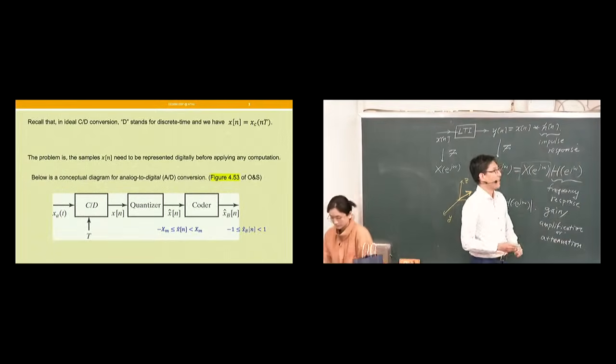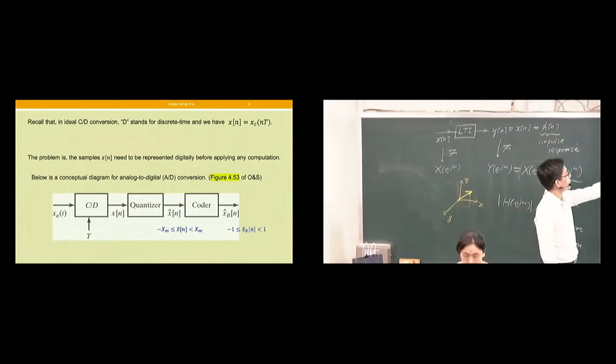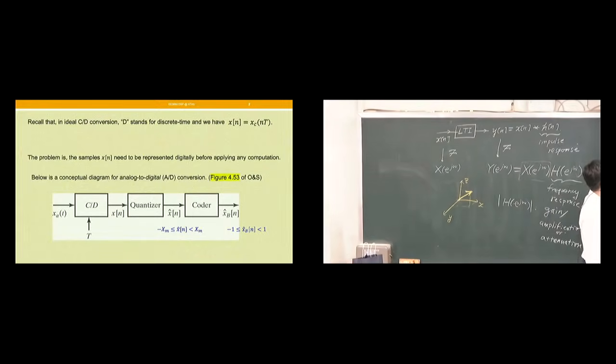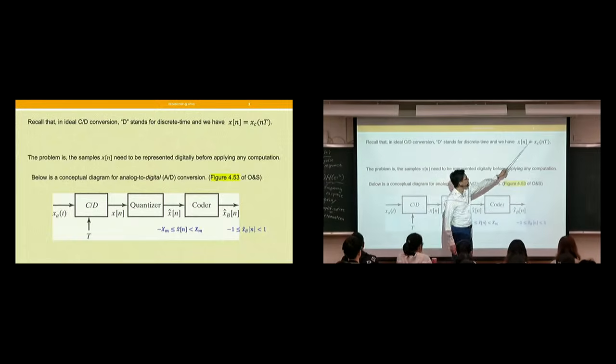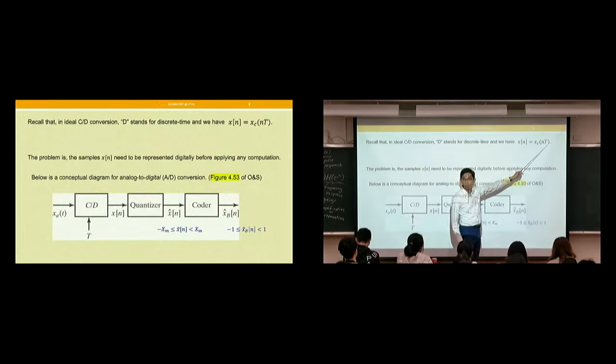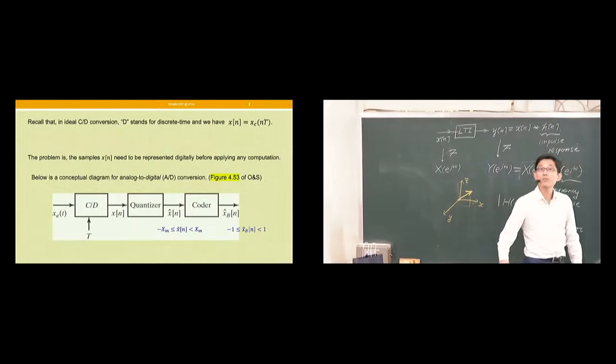All right. As I said, recall that we have an ideal continuous-to-discrete conversion, where D stands for discrete time. The mathematical expression goes this way. You have a continuous signal. If we evaluate the signal at n times an integer multiple of the sampling period, then we get a sequence of numbers, but real numbers. The problem is that all these real-number samples need to be represented digitally before we can do any computation.